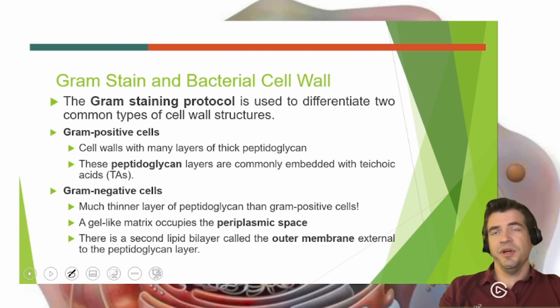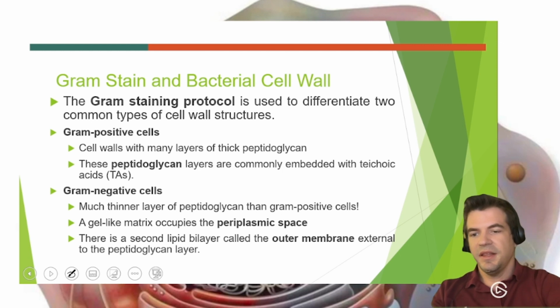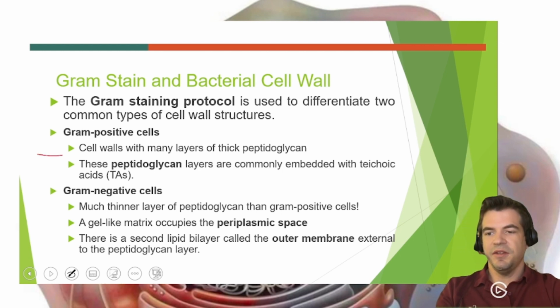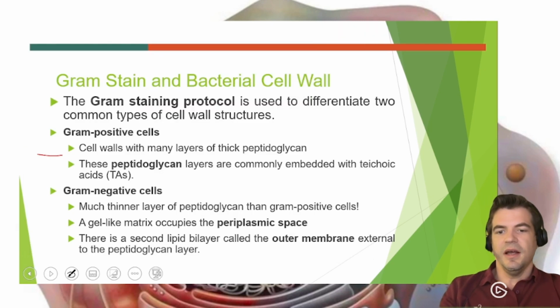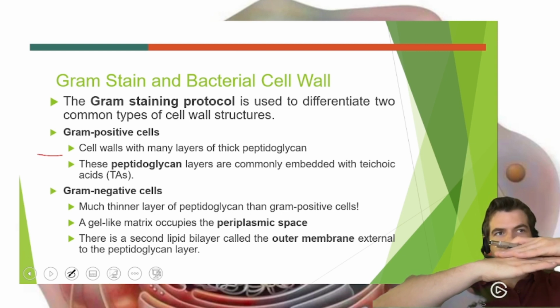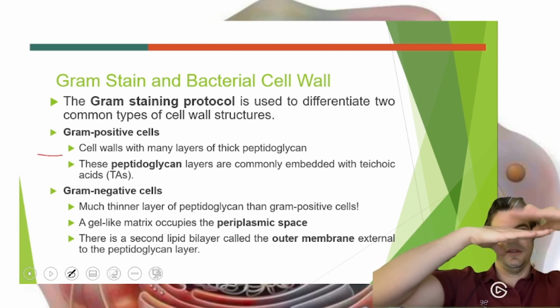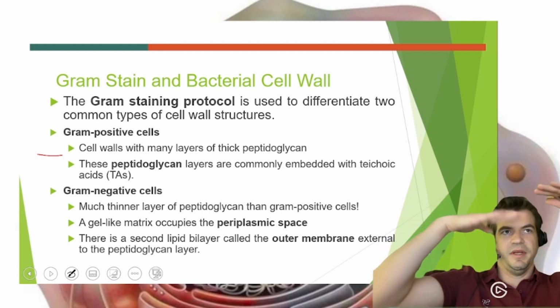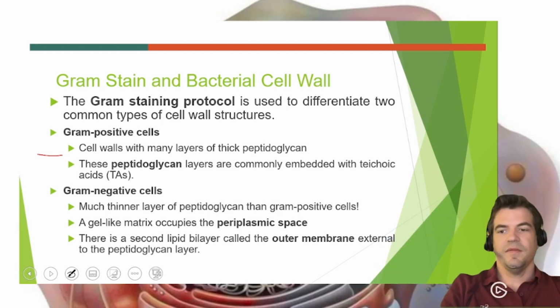So why does this work? We've kind of touched on it before, but this is where we really want to drive it home. The gram staining protocol differentiates between these two cells. Cell walls have many thick layers of peptidoglycan if they're gram positive. The peptidoglycan layers are commonly embedded with teichoic acid. So let's just imagine that they have layers as big as my head. That's how many layers of peptidoglycan they have.